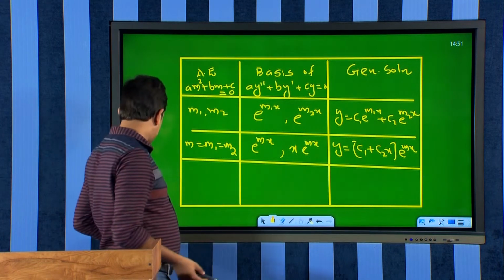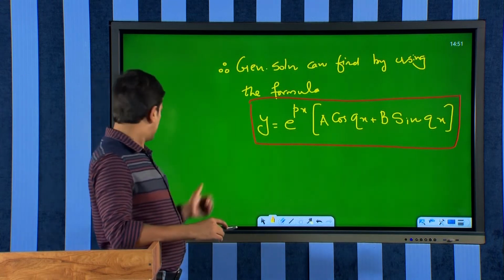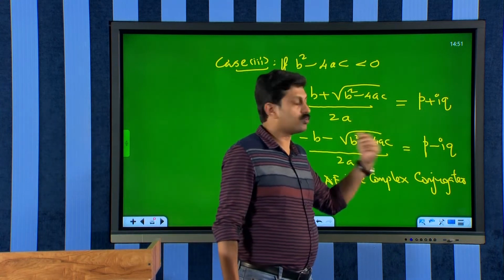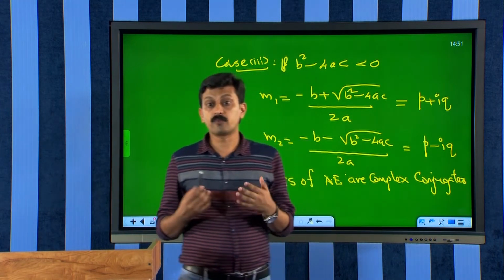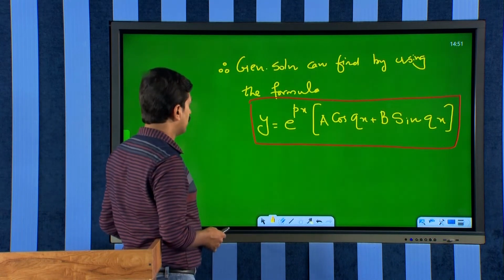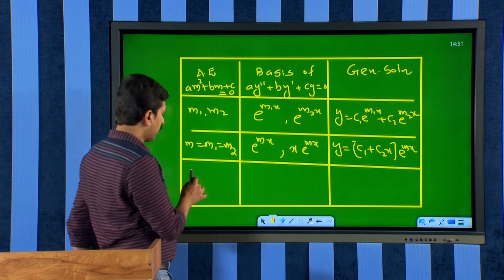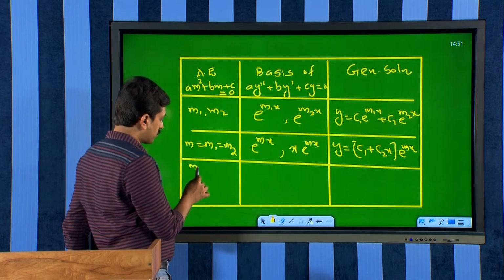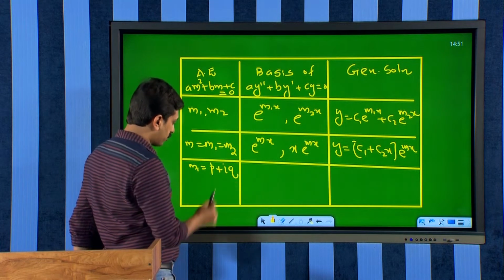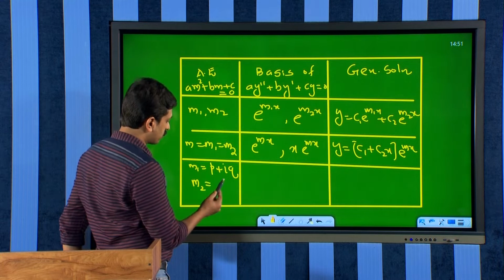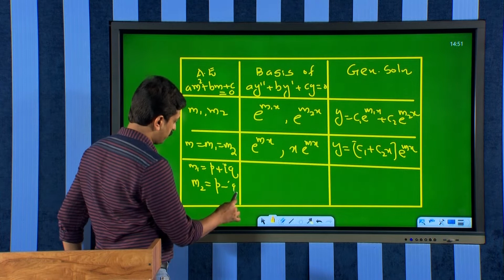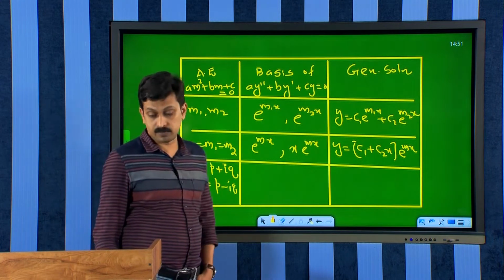Finally, we discuss the third part. If the roots of the auxiliary equation are p plus iq or p minus iq, that means the roots occur as complex conjugates. So m1 is equal to p plus iq, and m2, the second root of the auxiliary equation, is p minus iq.